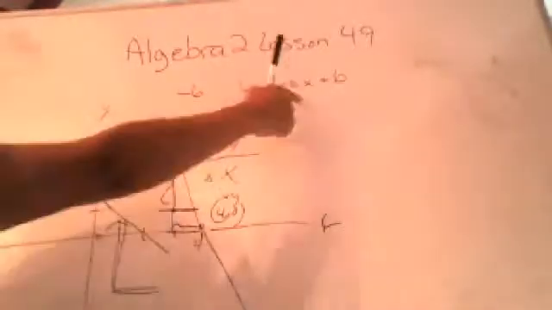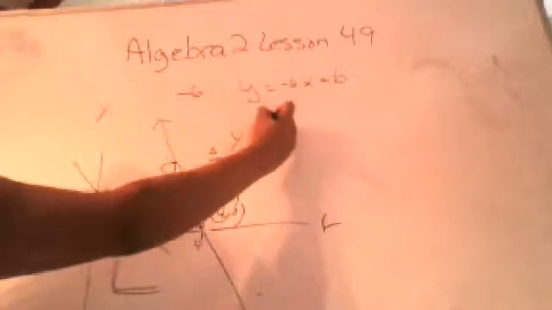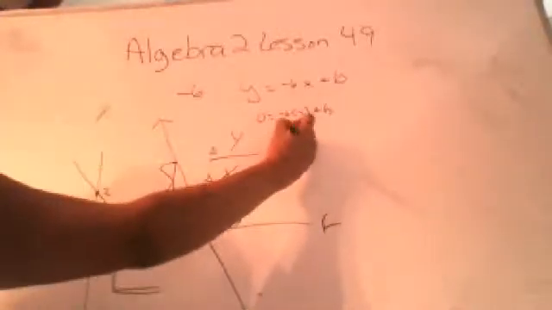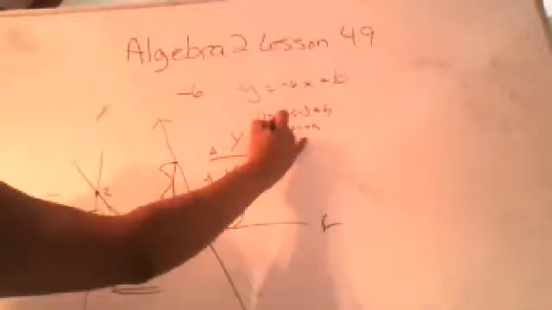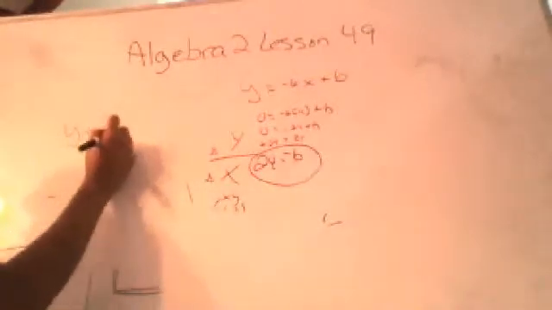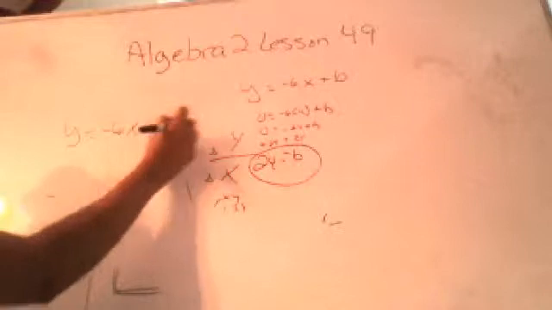So we can simply put this in and say 0 equals negative 6 times 4 plus b. It's negative 24 plus b equals 0. We add 24 to both sides. b is 24. So now I can write an equation that says y equals negative 6x plus 24. And this is just going back to what we've already done.